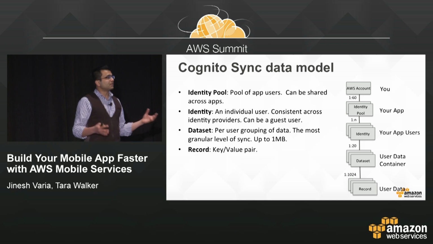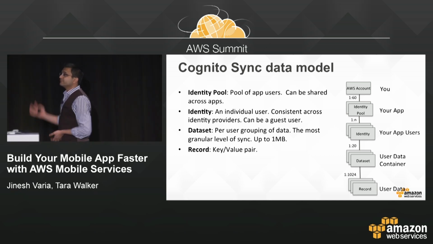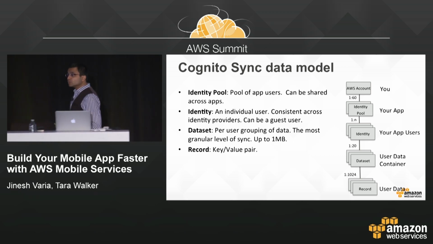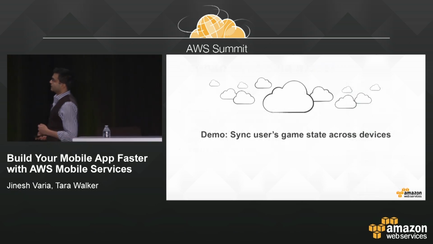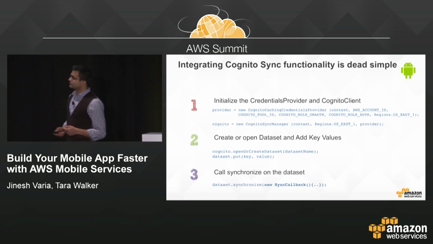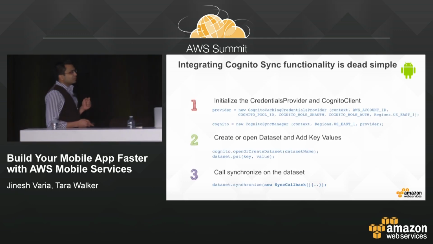Each data set can be up to 1 MB, and you can store either a complete blob of JSON, or you can store name value pairs and synchronize only that. So it gives you that power to manage that effectively in a nice way. So I just showed you the demo of the synchronization. But to kind of wrap up on Cognito, you do basically three things.